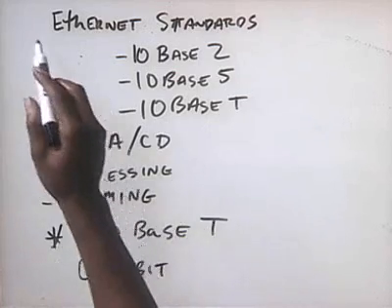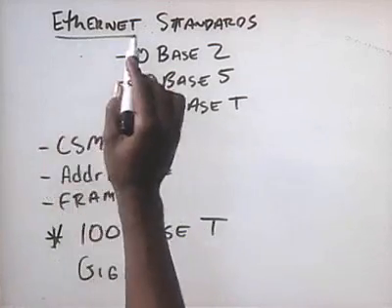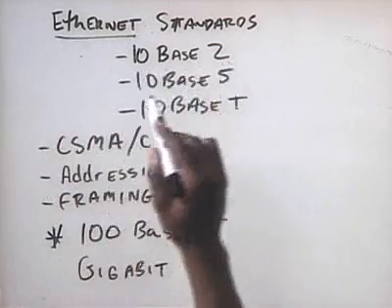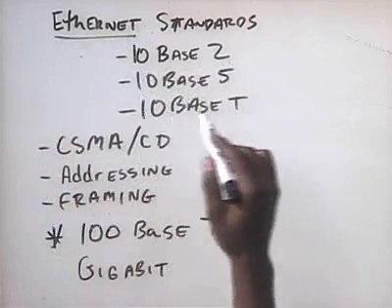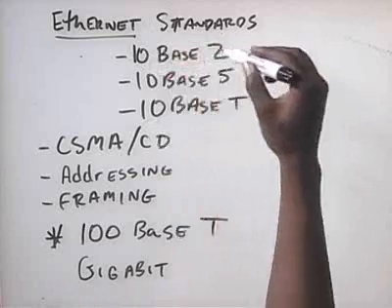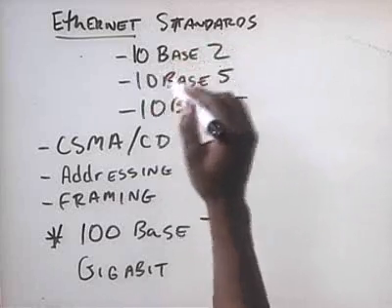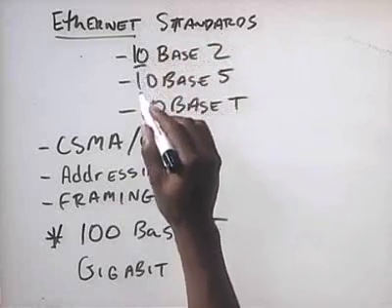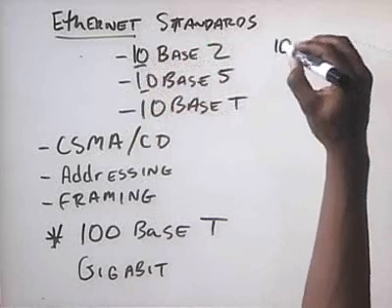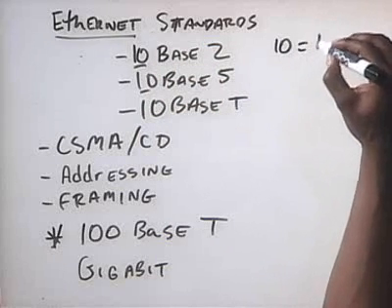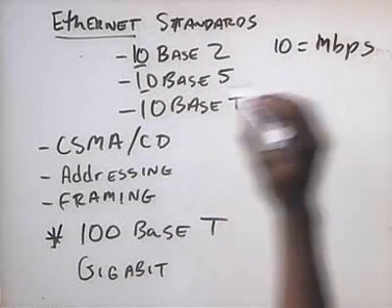Now let's take a look at a few basic Ethernet standards for our local area network. Traditional Ethernet standards included 10-base-2, 10-base-5, and 10-base-T. Particularly 10-base-2 and 10-base-5, we want to take a look at the naming here. 10 indicates the bandwidth, or megabits per second.